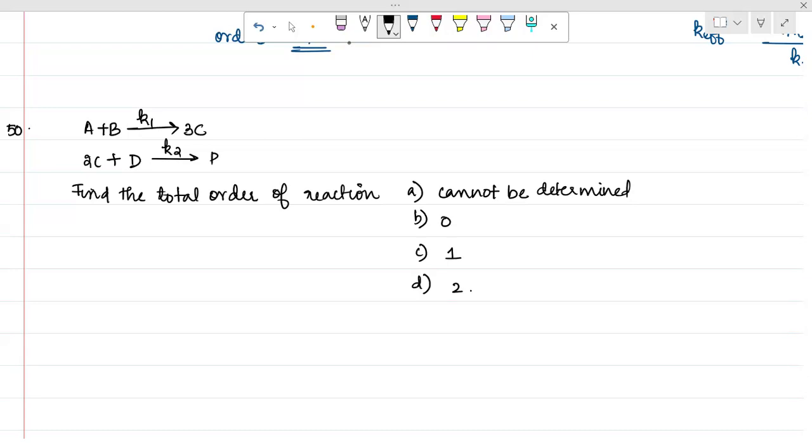Try it out. It's a beautiful question. Don't make mistakes. Slightly tricky. Understand that you have coefficients over here and don't miss them out. So try it on your own. We'll be solving this in the next session. And that's all for today.